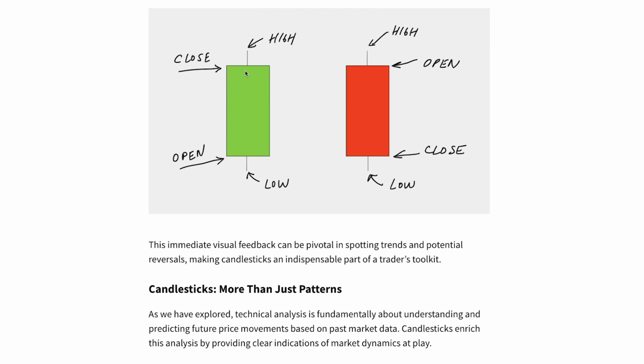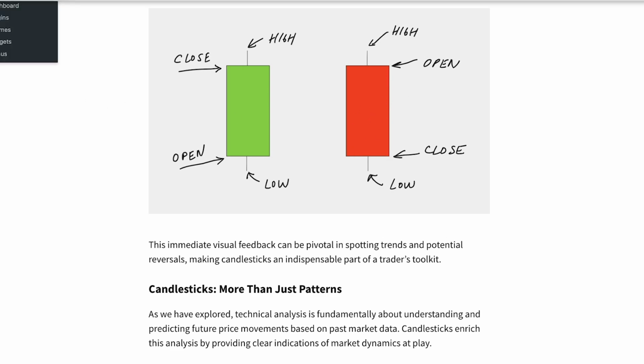And then the wicks, or the shadows or the hairs, these are the lines on the top and bottom of the candlesticks, and that is the lowest that the price went during the given time frame. So this candlestick could represent a single day, could represent 15 minutes, it could represent a week or a month, and so on. So that's the lowest point, and then the wick on the top is the highest that the stock went, and then it closed there at the top. And then a red candlestick means that it opened at this price, but price went down and it closed lower than it opened, and that's why it's red.